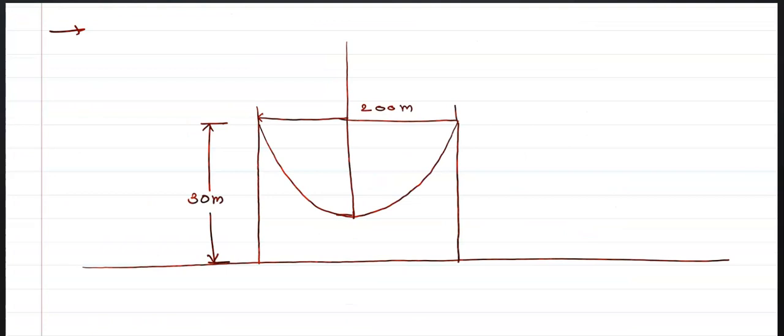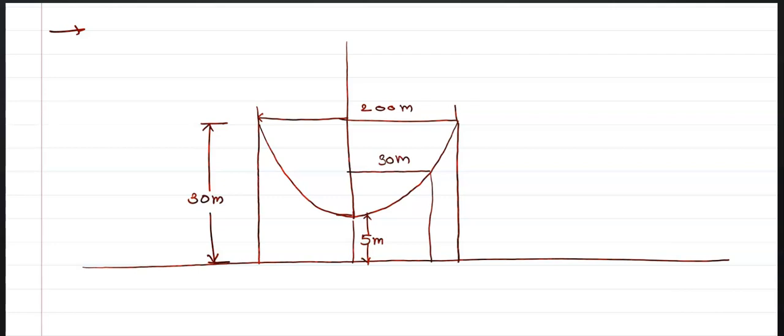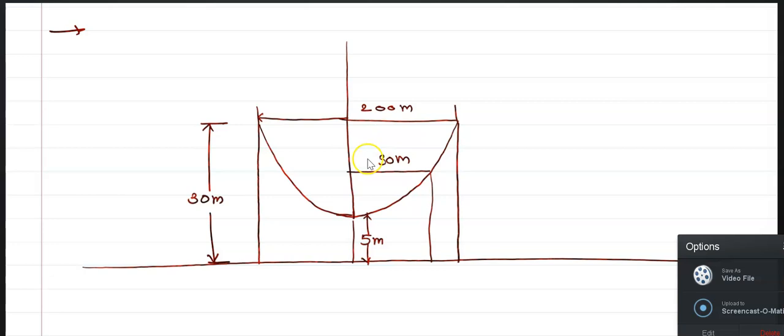And the distance between them is 200 meters. These are the supporting wires, and it is 5 meters above. Therefore, we want to produce the support at a distance of 30 meters from the center.